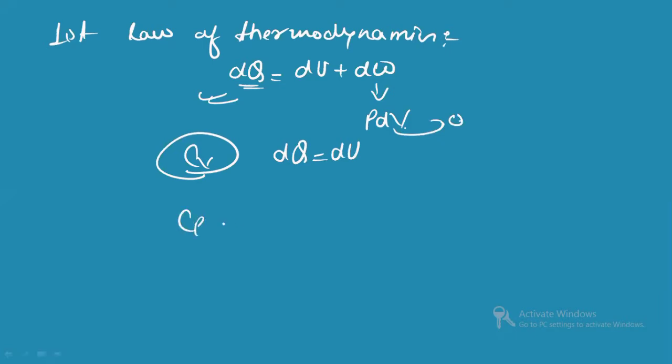And similarly, if you write for Cp, it will be dq = du + dw. That means for Cp, the specific heat at constant pressure, the change in the heat equals the change in the internal energy plus the work done. But here for Cv, what is it? The change in the heat equals the change in the internal energy. So you can see here Cp is greater than Cv.